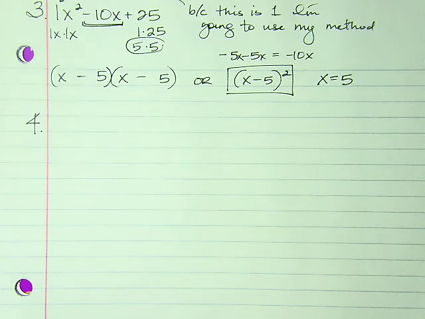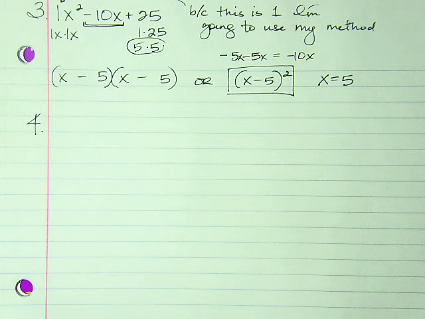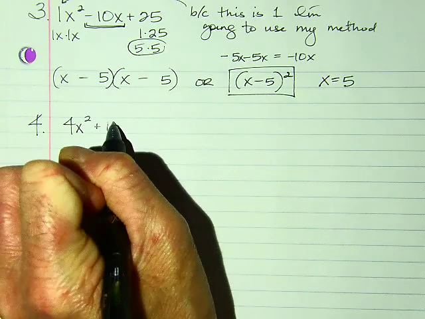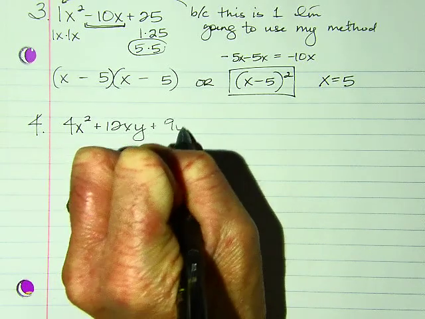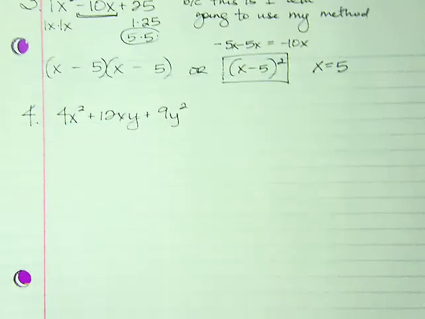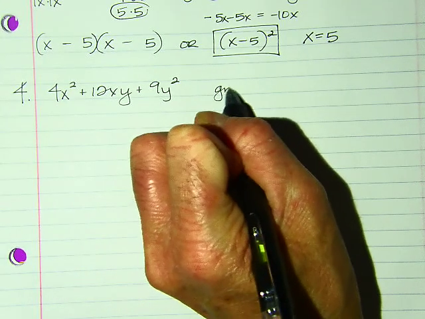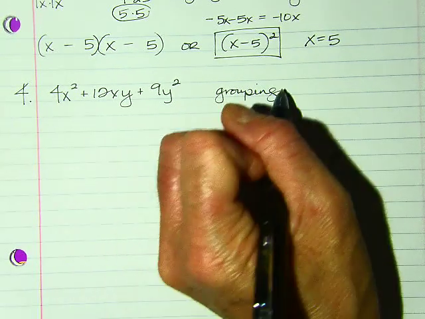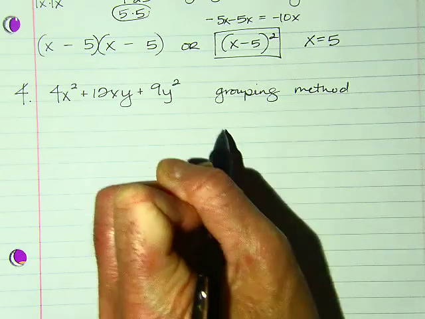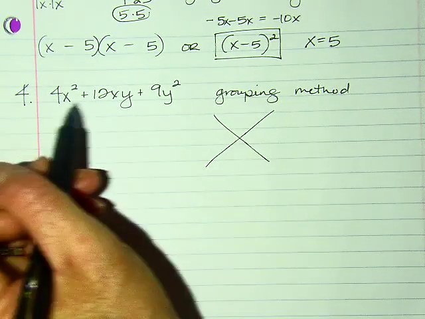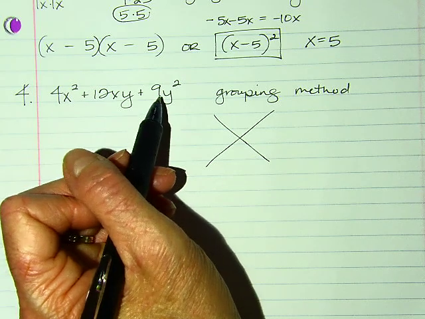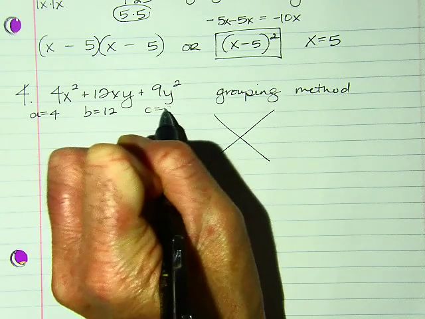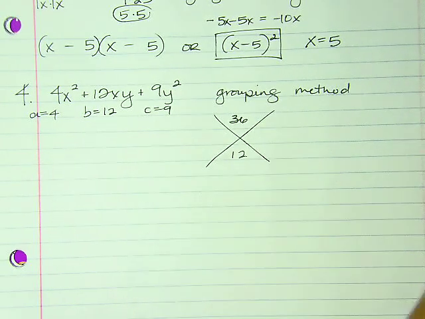Next one. So 4x squared plus 12xy plus 9y squared. Now I'm going to use grouping because that is not a 1. So the first thing I'm going to do, 4, 12, and 9 do not have a GCF. So I know that A equals 4, B is 12, and C is 9. So this is 36, and this is 12.